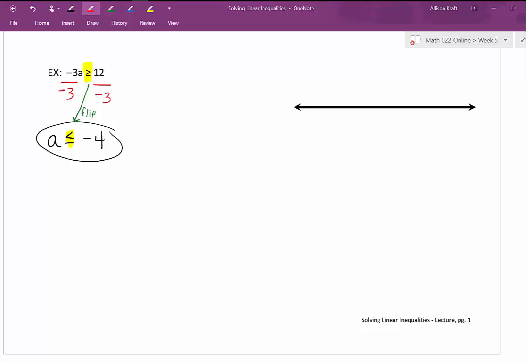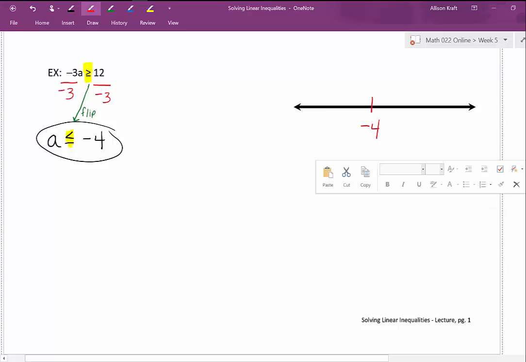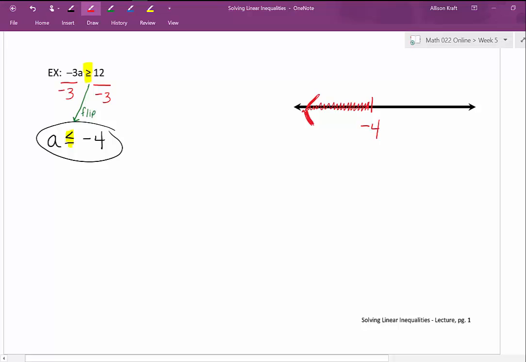Now that we've solved our inequality, we want to graph it. I'm going to start by finding -4 on the number line. a is less than or equal to -4. The smaller values are to the left on the number line. So we're shading to the left and making sure to put an arrow at the end. Our inequality is "or equal to," indicating that we are including -4. Therefore, our graph is going to need a square bracket.